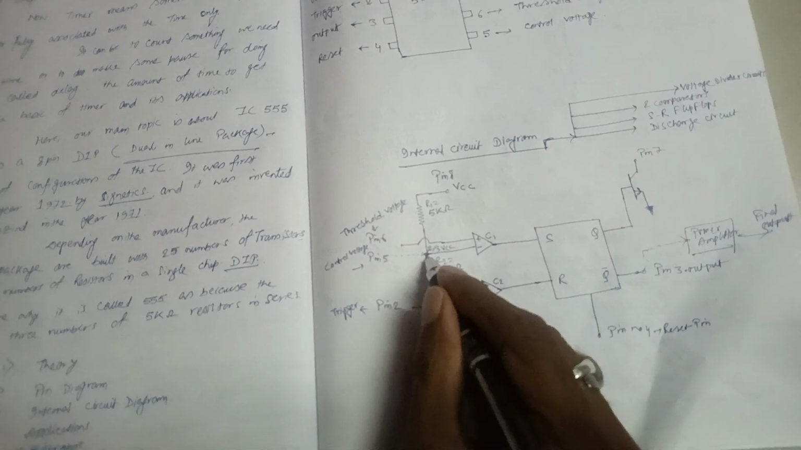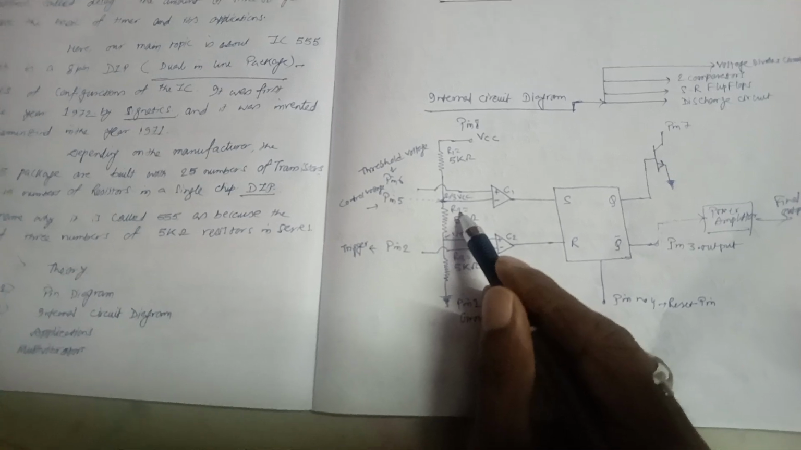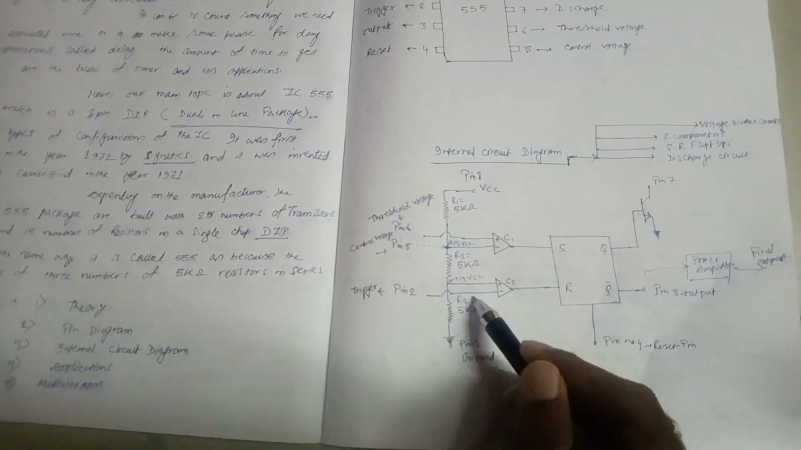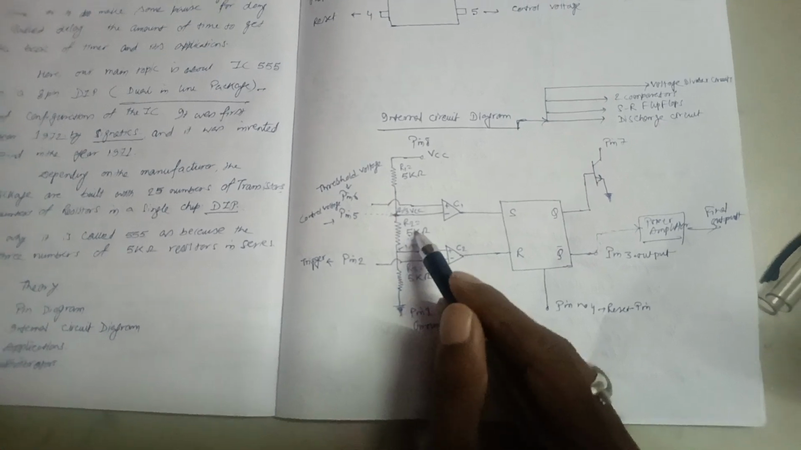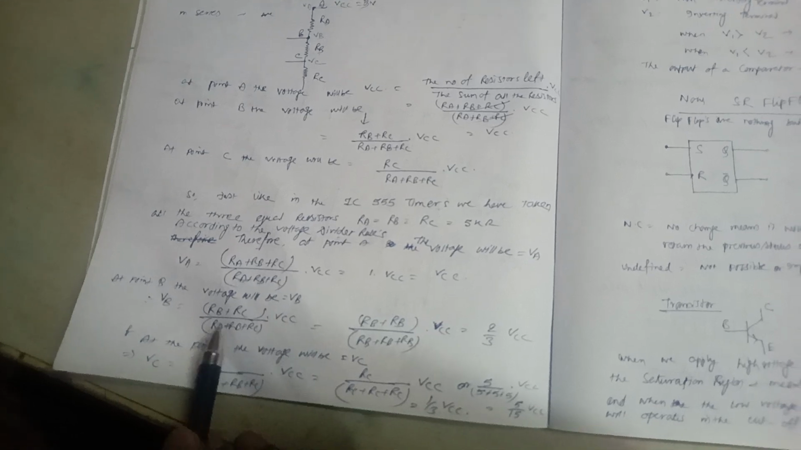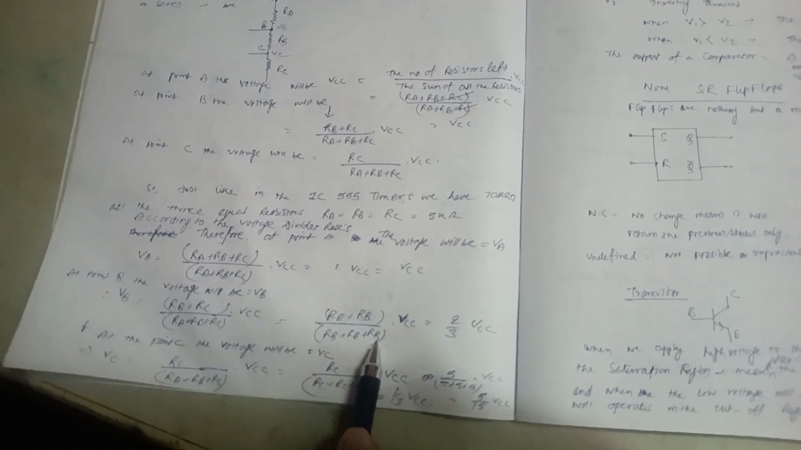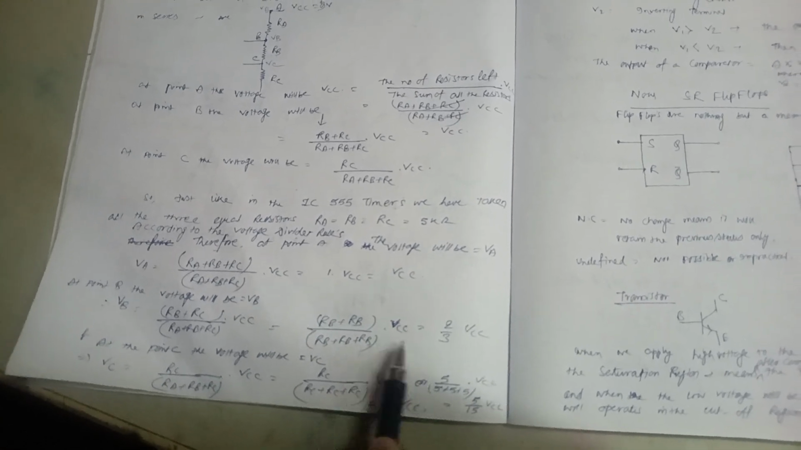Now at point B, suppose this is pin number 5, the number of resistors is 1 and 2. So R2 plus R3 by R1 plus R2 plus R3, that means 5 plus 5 by 5 plus 5 plus 5. So I have written here RB plus RC by RA plus RB plus RC into VCC. As we have taken RA equals RB equals RC, we can replace anything: RB plus RB by RB plus RB plus RB into VCC, that is 2 by 3 VCC.